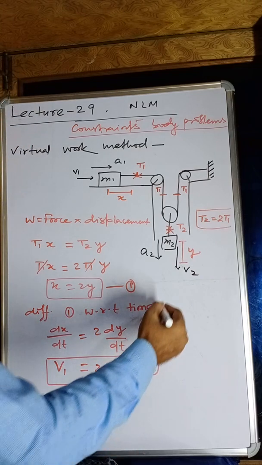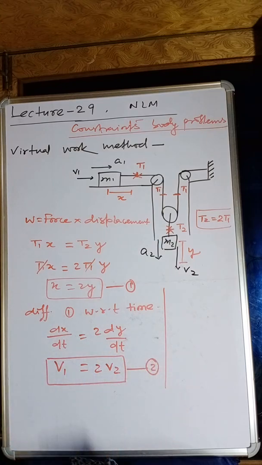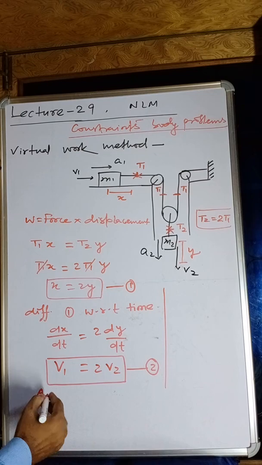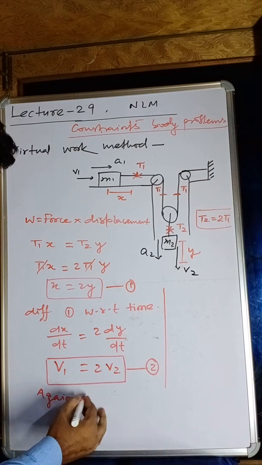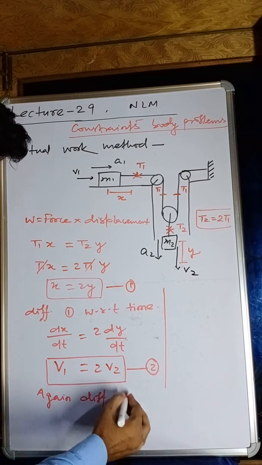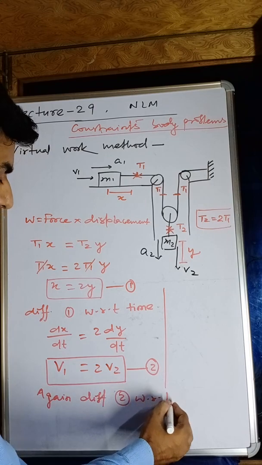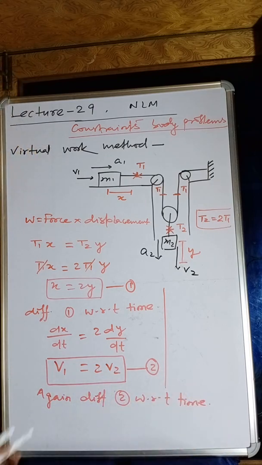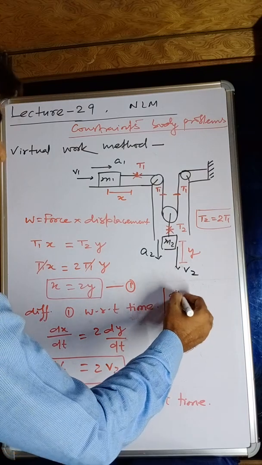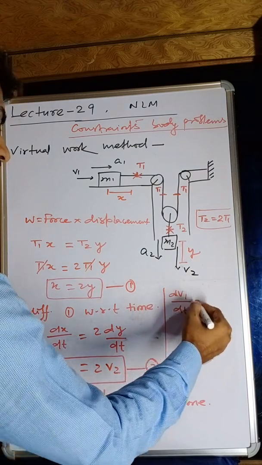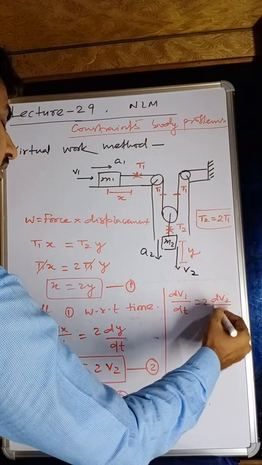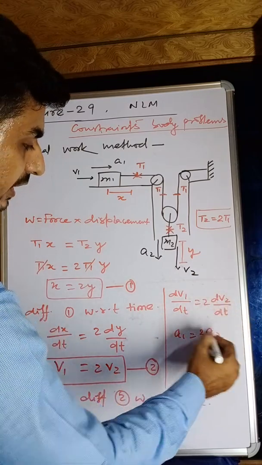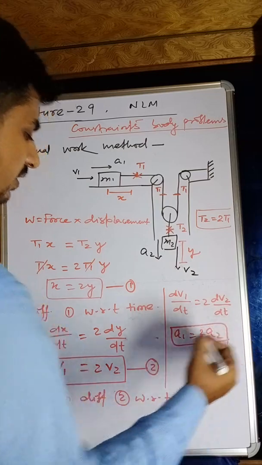Now the third equation, the third relation. My dear students, again you will differentiate this equation with respect to time. What will you get? You will get the acceleration, the rate of change of velocity. It is dv1 by dt equals twice dv2 by dt. So here a1 equals twice a2. You have another relation.